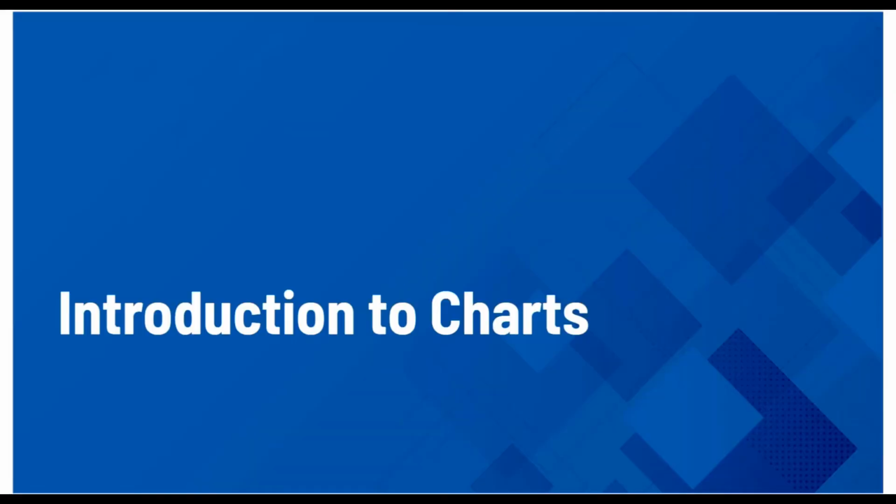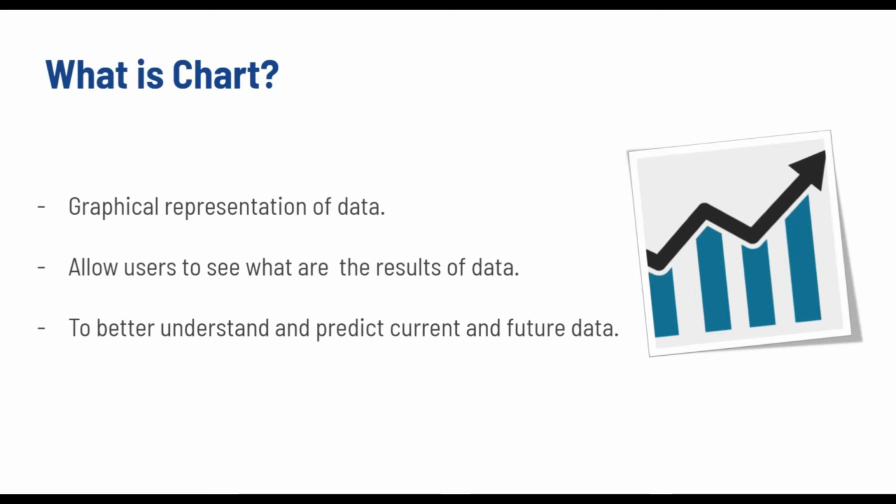If you are wondering what are different types of graphs and charts, their uses and names, this lecture summarizes them with examples and pictures. Charts are an essential part of working with data, as they condense large amounts of data into an easy to understand format. It is a graphical representation of data. Charts allow users to see the results of data and help better understand and predict current and future data.